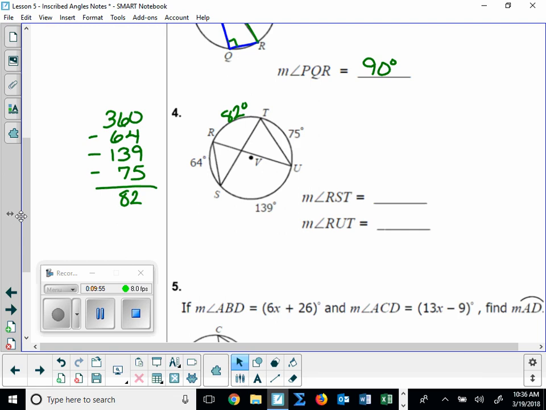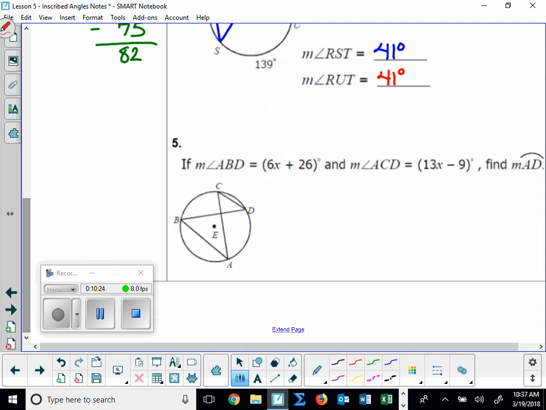I think I need that because I'm trying to find angle RST, and that intercepts RT. So half the arc is 41 degrees. RUT also intercepts RT. Also half of the intercepted arc, 41 degrees. Alrighty. Take a minute, pause your video, try number 5.